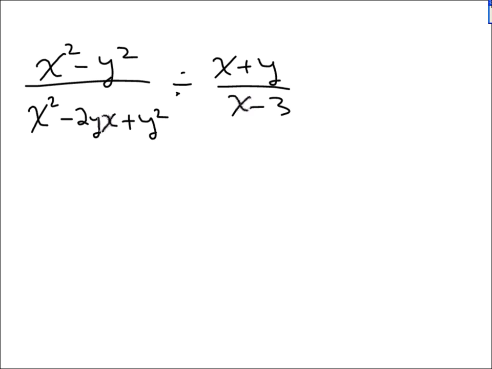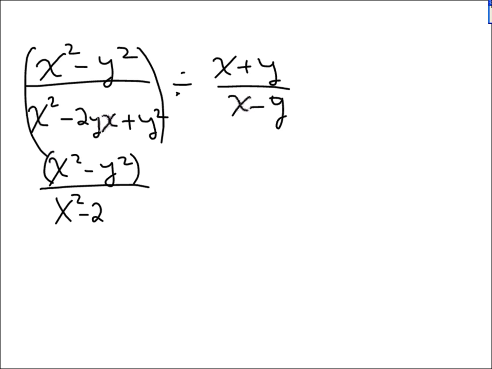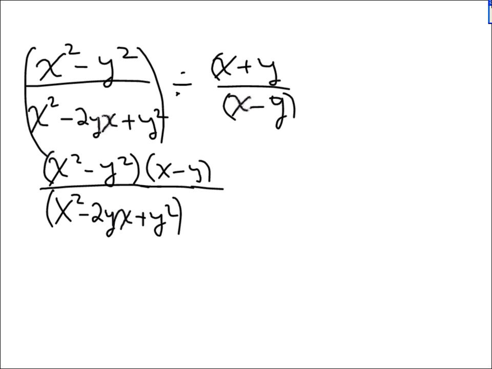So it's a division problem. It has a typo, which I'll fix. So we need to convert it to a multiplication problem. We keep the first fraction the same: x squared minus y squared over x squared minus 2yx plus y squared. And you flip over the bottom. The x minus y goes on the top. The x plus y goes on the bottom.